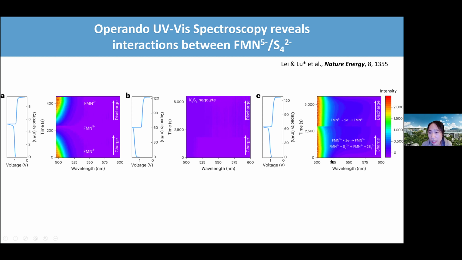Essentially, it's indicating that the FMN3 minus has been regenerated in the presence of S4 2 minus, right? Otherwise it would be dropping and forming 5 minus. But in this case, we are continuously regenerating the 3 minus through this chemical reaction with polysulfide. And so you can see that this is another indication of the mediation process that we designed through the molecular catalyst.